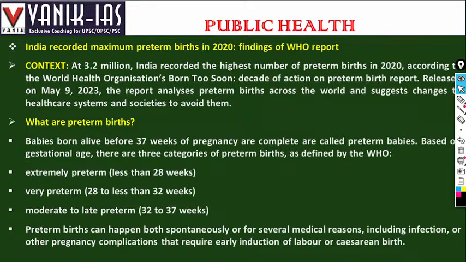What are preterm births? Babies born alive before 37 weeks of pregnancy are known as preterm babies. Based on gestational age, there are three categories of preterm birth as defined by WHO. Extremely preterm, less than 28 weeks. Very preterm, 28 to less than 32 weeks. Moderate to late preterm, 32 to 37 weeks. But babies born prior to 37 weeks are called preterm babies. Preterm birth can happen both spontaneously or for several medical reasons, including infection or other pregnancy complications that require induction of labor or cesarean birth.